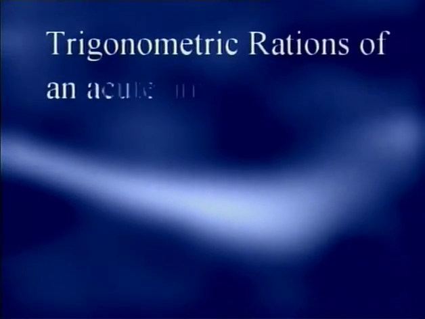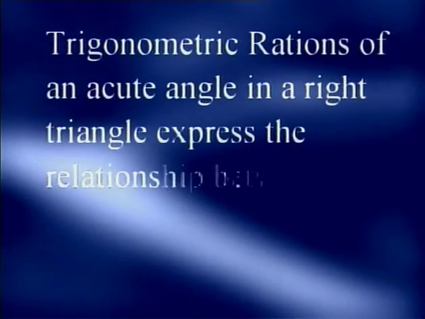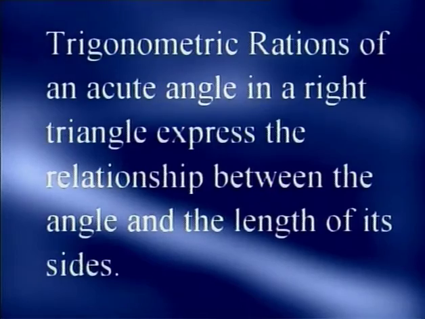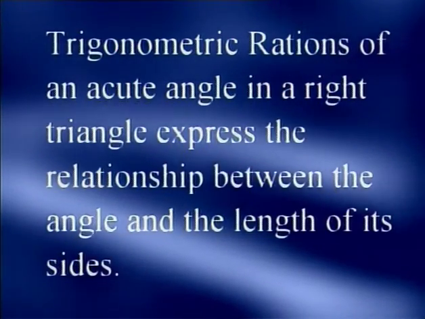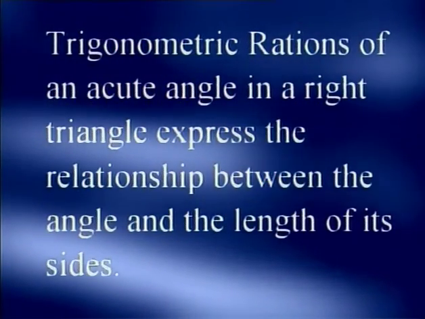Before we end this session, let's recapitulate what we learnt today. We have learnt that the trigonometric ratio of an acute angle in a right triangle expresses the relationship between the angles and lengths of its sides.